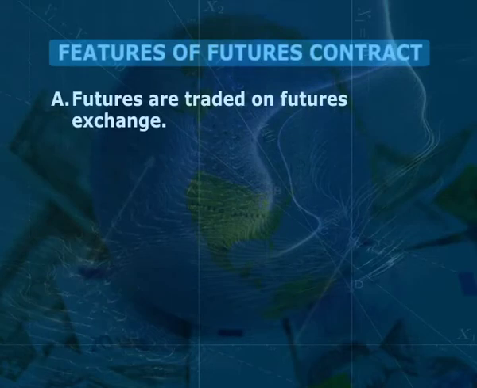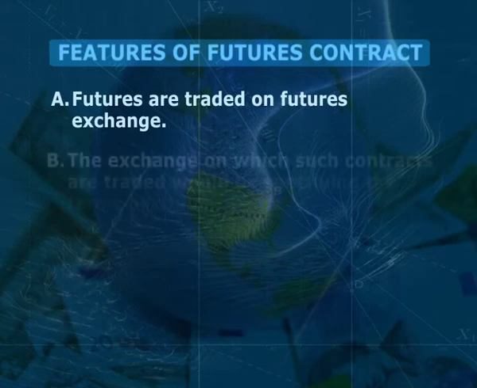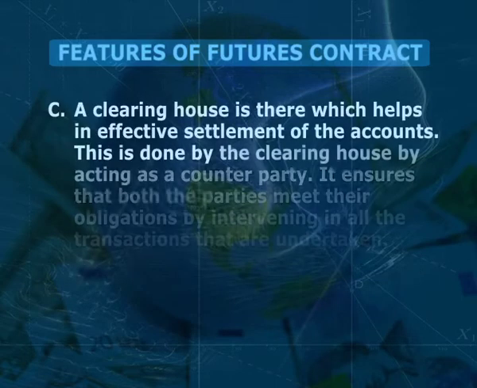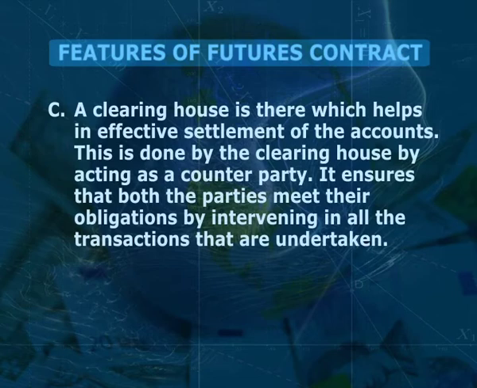Features of futures contract. Futures are traded on a futures exchange. The exchange on which such contracts are traded specifies the terms of the contract, which includes aspects such as quantity, type of the underlying asset which is to be delivered, date of the delivery as well as place and process of delivery. A clearing house helps in effective settlement of the accounts.